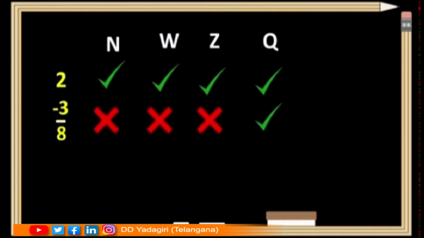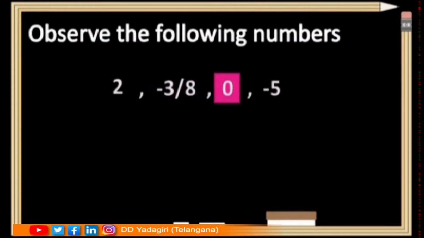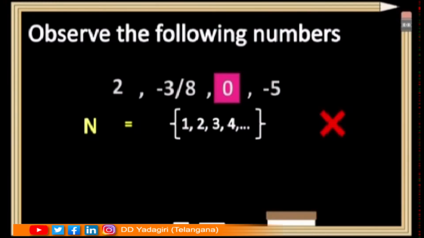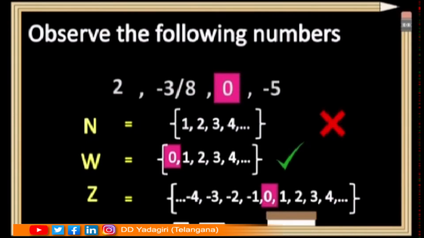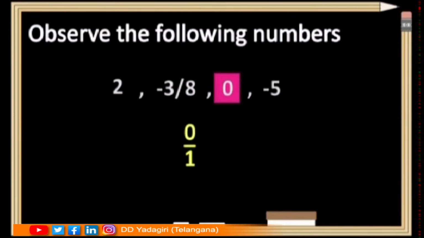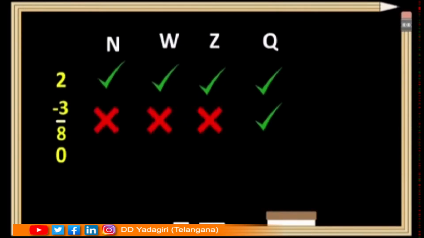Minus 3 by 8 is only in the rational number set. Next, take the number 0. 0 is not in the natural number set, it is in the whole number set and in the integer set. 0 can be expressed as 0 by 1, which is of the form p by q, therefore it is a rational number. So we can say that 0 does not belong to the natural number set, but 0 is in the whole numbers, integers and rational number set.